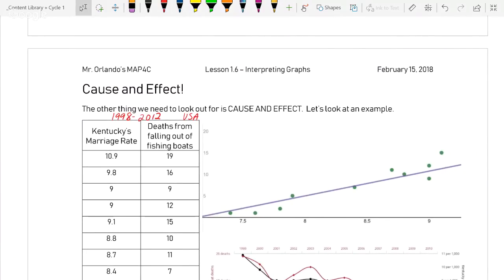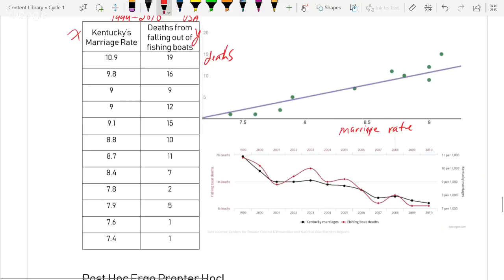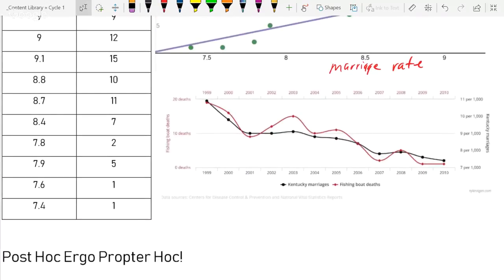So now, this is the X, and this is the Y. Down here we have the marriage rate. And up here, oh, I'm wrong. It's 99 to 2010. That's right. And up here we have the deaths. And so this graph shows them year by year, right? And you can see they track each other pretty closely, don't they?